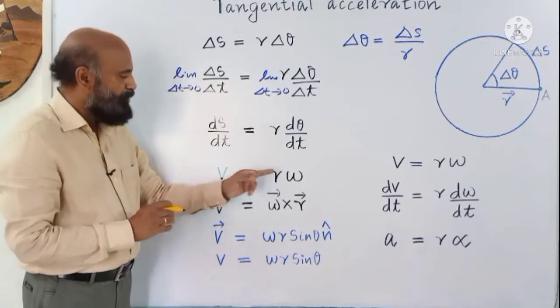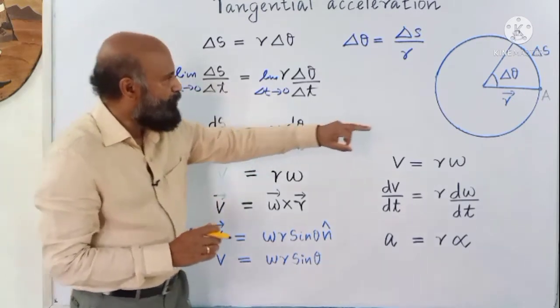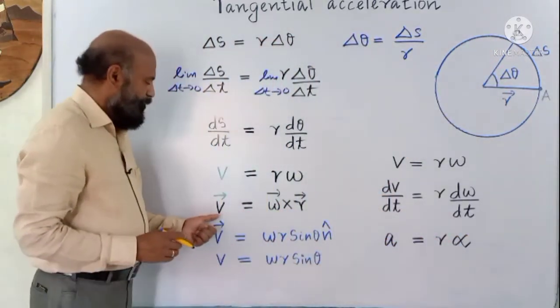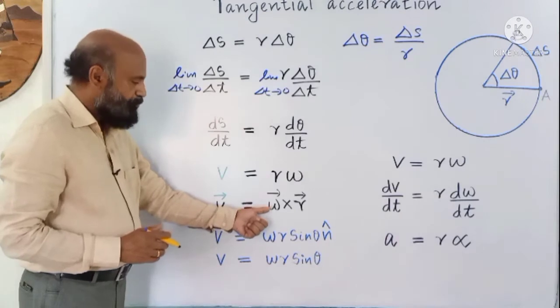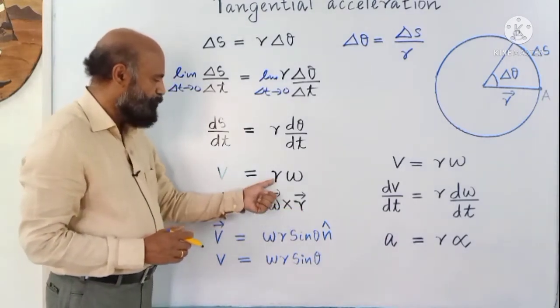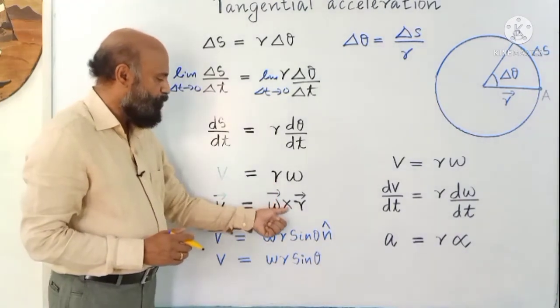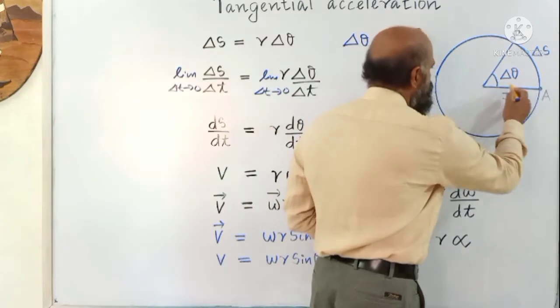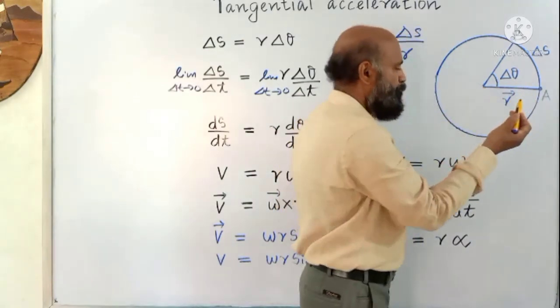But this expression is applicable only in the case of circular motion. This is a general expression: V is equal to omega vector cross R vector. This is a special case. Omega vector cross R vector. In this case, this is the R vector. Then omega will be perpendicular to this.